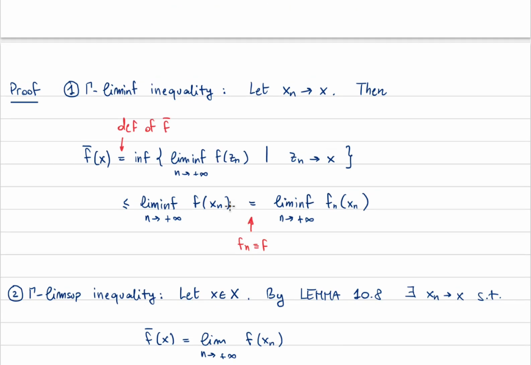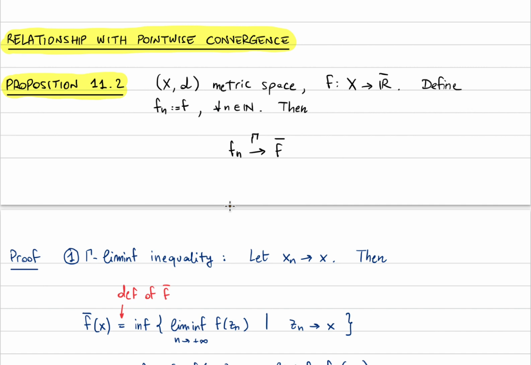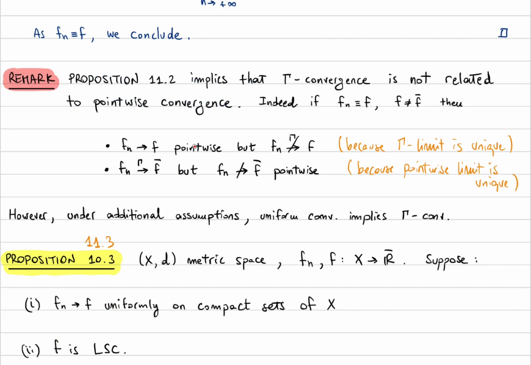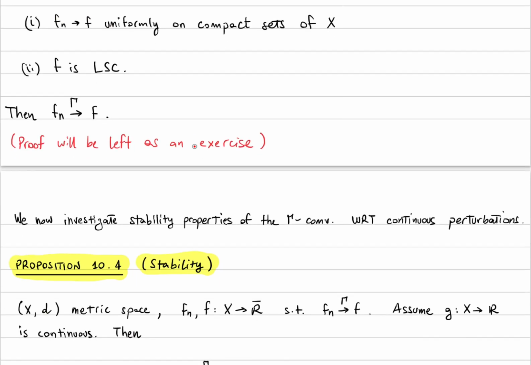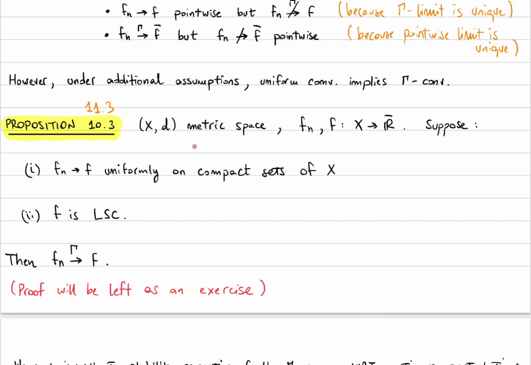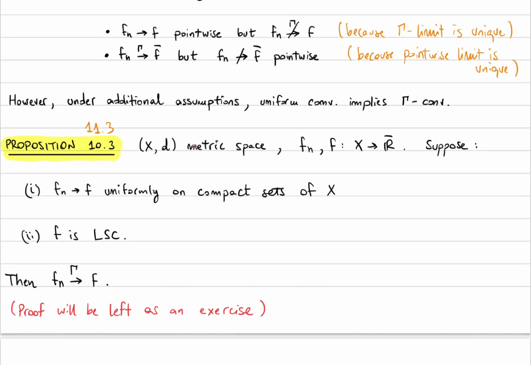So in light of proposition 11.2, clearly here, if you assume that F is lower semi-continuous, then you can see that for lower semi-continuous functions this is true, and so this is just telling you that F, the constant sequence, gamma converges to the function itself if the function is lower semi-continuous. Okay, so this is the relationship with pointwise convergence.